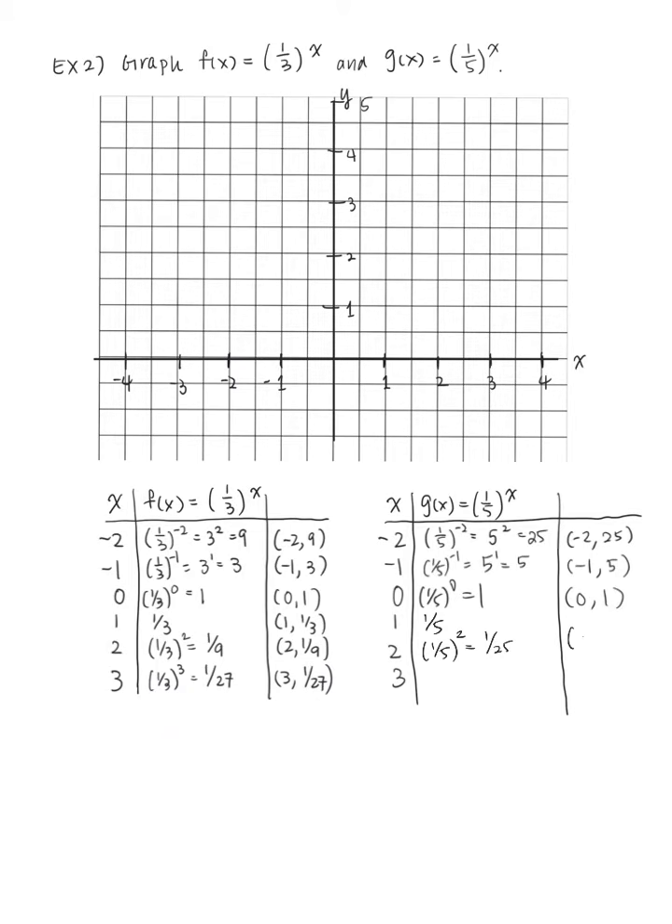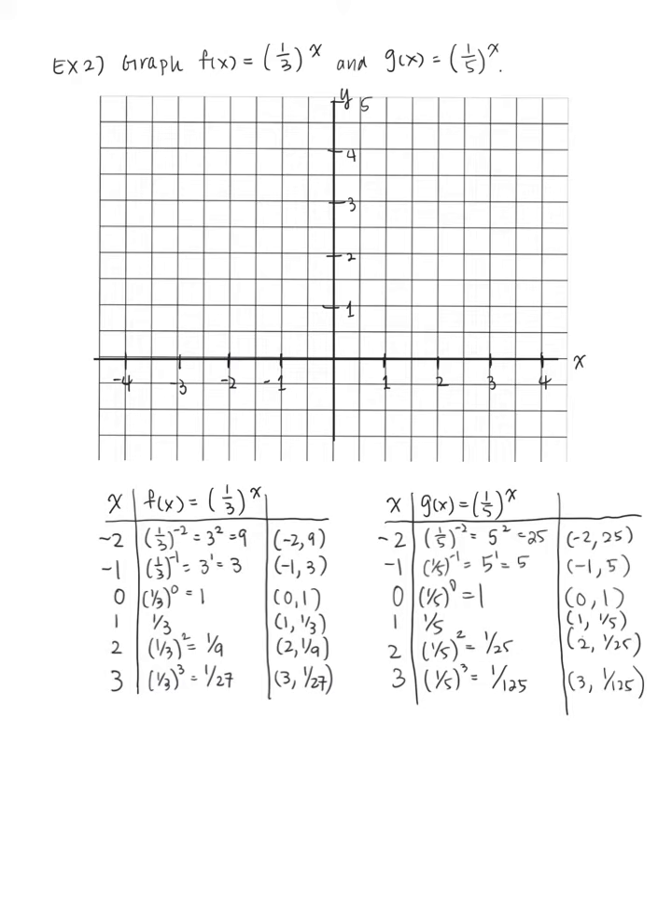So we got 1, 1/5, and then we got 2, 1/25. And then when x is 3, goodness, our y value is going to get really, really tiny. You get 1/5 to the 3rd power, which will give us 1/125. So 3, 1/125. Now let's graph these two functions.